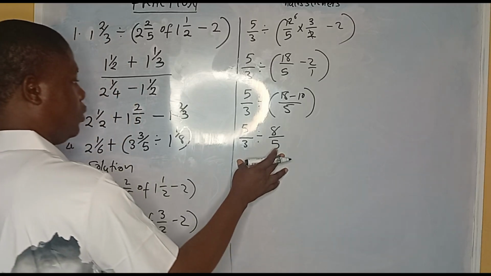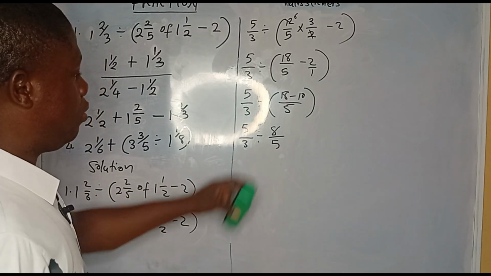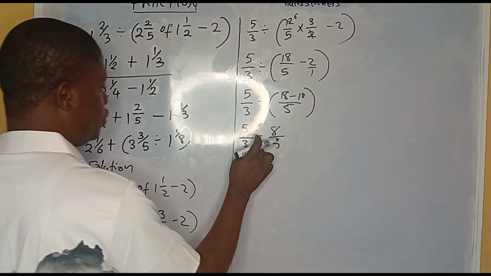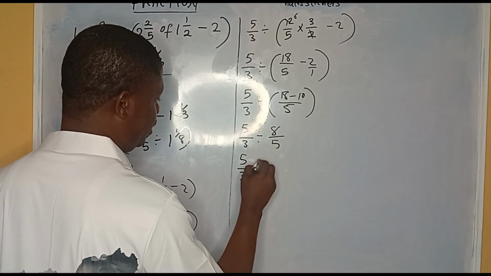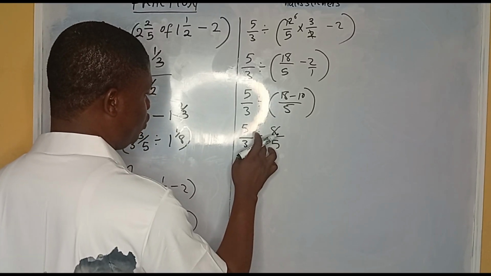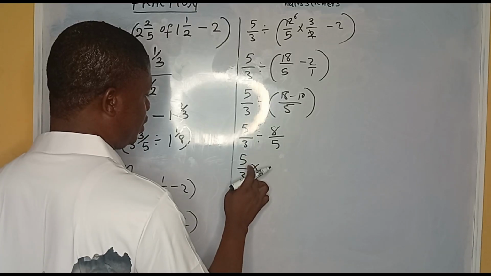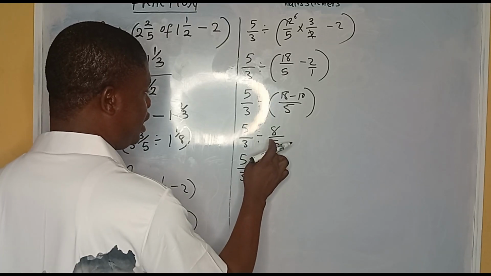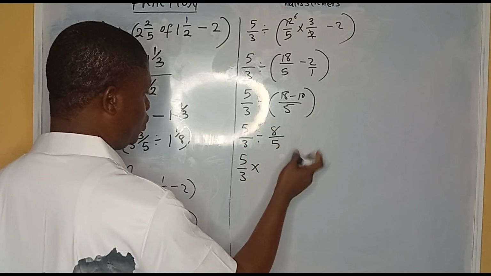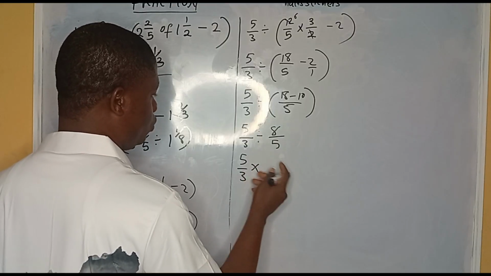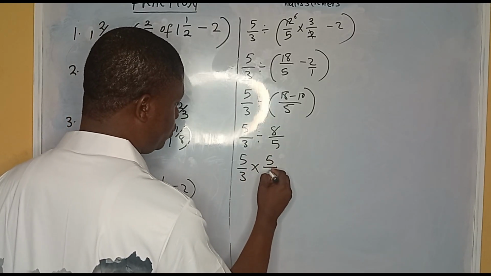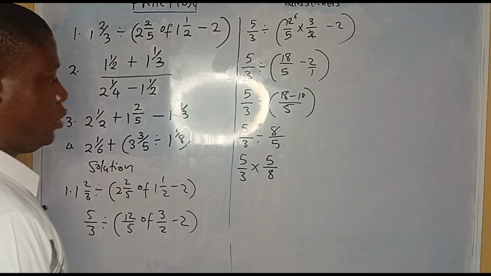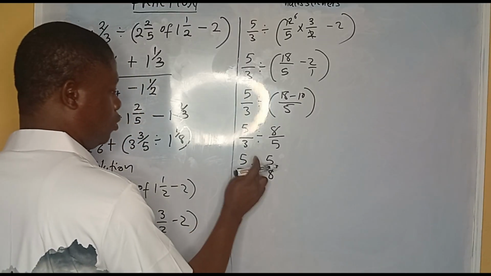So we're having this now. Here we are having division, and this will give us 5 over 3 times. When you change division to times, the next fraction after it will turn upside down. So you invert it. So that will give us 5 over 3 times 5 over 8. Nothing can cancel here.